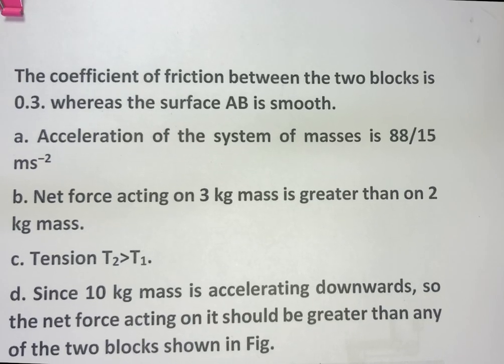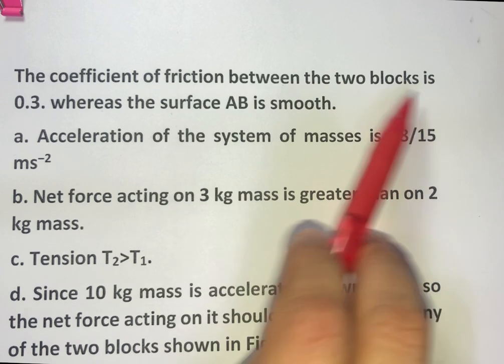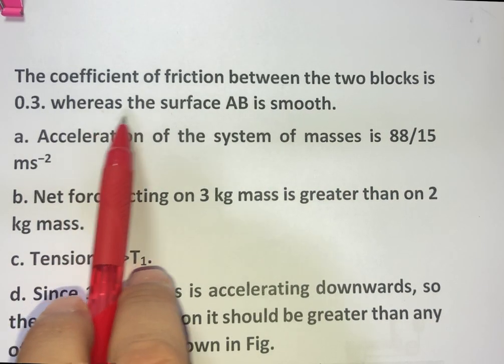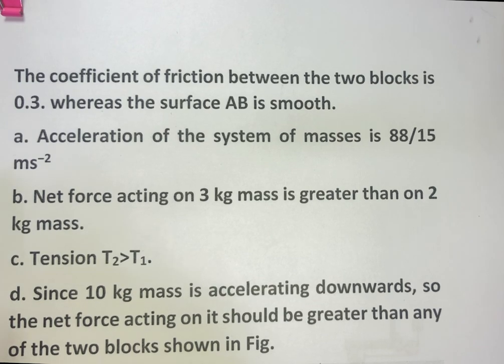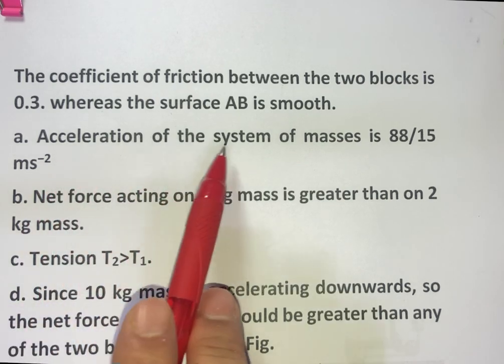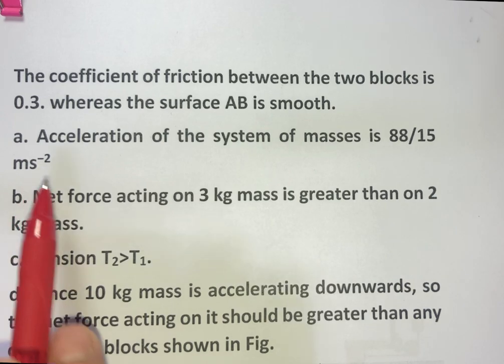Hello friends, so in today's question, the coefficient of friction between the two blocks is 0.3, whereas the surface AB is smooth. There are four options, and it will be multiple correct options. First is acceleration of system of the masses is 18 by 15 meter per second square.